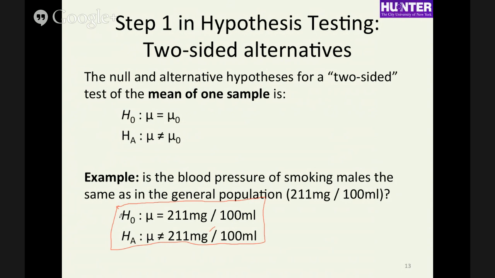Anyone know why this is a one? So we know why it's two-sided. Do you know why it's one sample? How you can tell this is a one-sample test, not a two-sample test, for example?